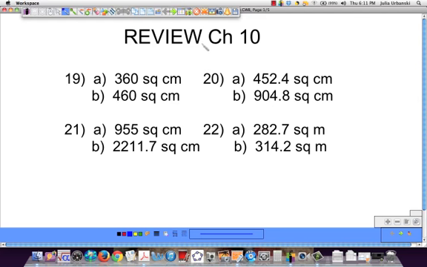and solution set for review chapter 10. Check your answers and pause it if you need a little bit more time. I'll go on to number 19.